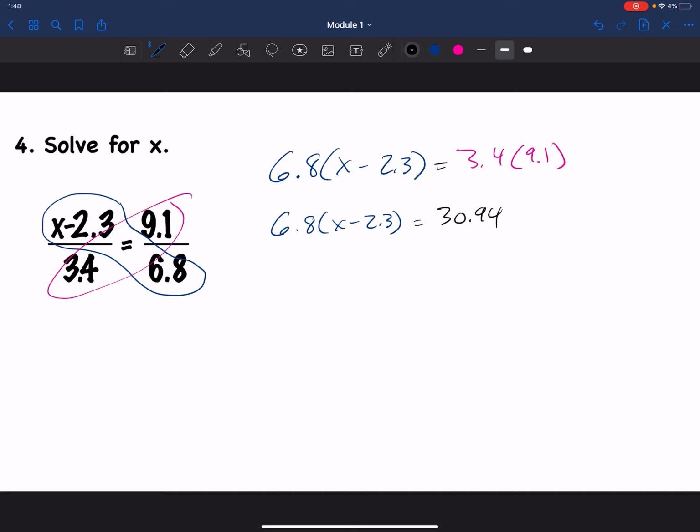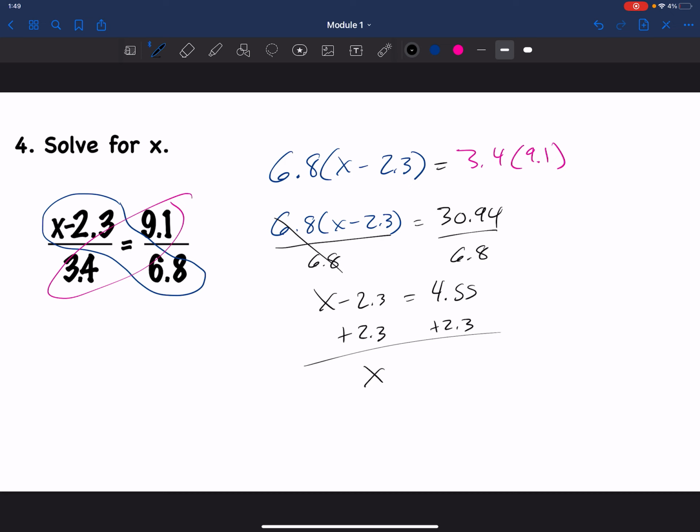Then I'm going to divide both sides by 6.8 to go ahead and cancel that out. So that leaves me with x minus 2.3 on this side. And on the other side, we're going to go ahead and do that division. And that's going to give us 4.55. Now all that's left to do is add the 2.3. So that gives us x is equal to 6.85.